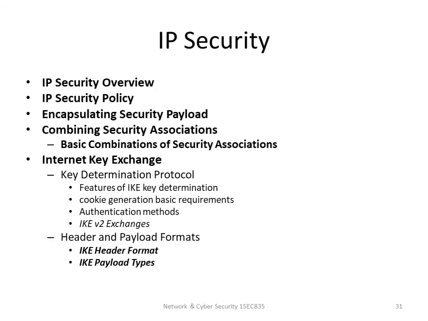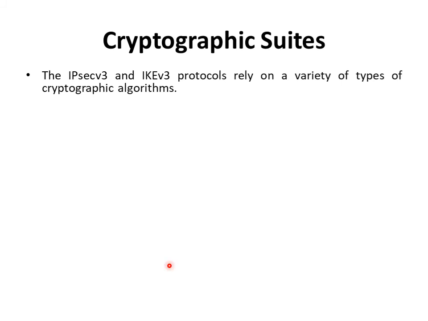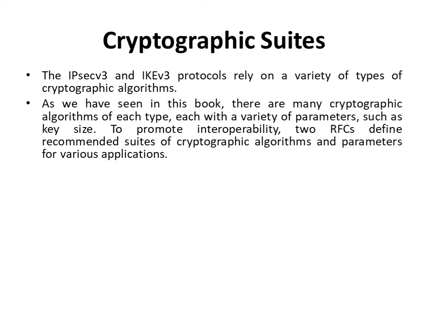So now we have been looking into the IKE header formats and IKE payload types, and also we have seen them in the form of a table. Let us continue with the cryptographic suites. The IPsec v3 and IKE v2 protocols rely on a variety of types of cryptographic algorithms. As we have seen in this book, there are many cryptographic algorithms of each type, each with a variety of parameters such as key size.